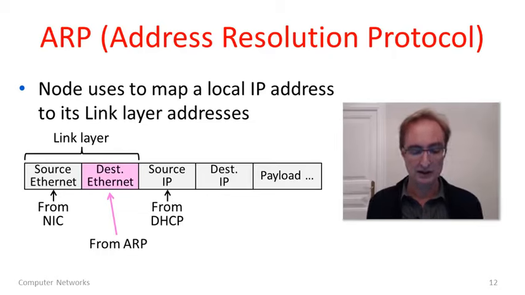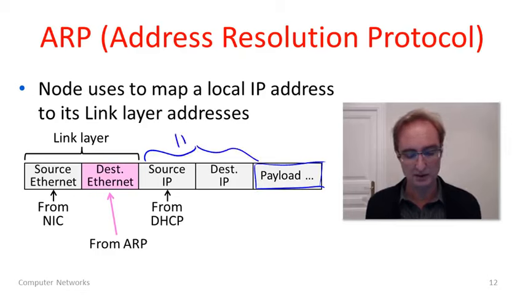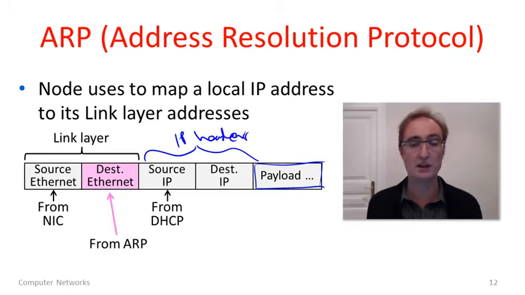To do that, it needs to craft a packet. So here's a picture of the packet. You can see there's the payload at the end, but in front of it we have the IP header, and in front of that we have the link layer header. Those headers have addresses in, and I've just shown the addresses.